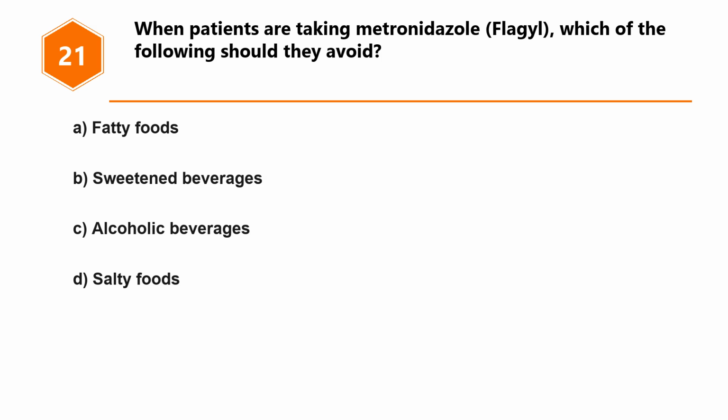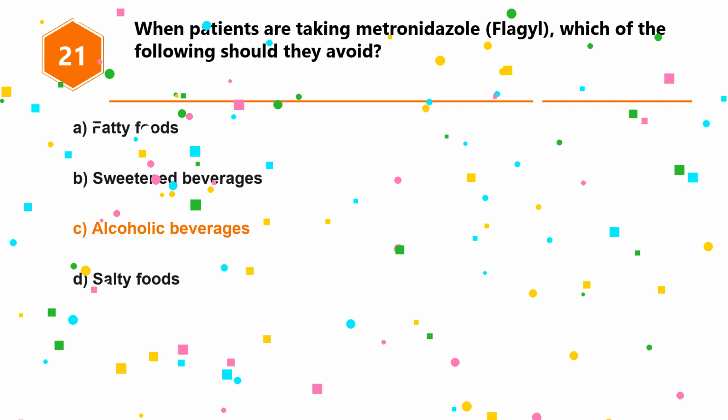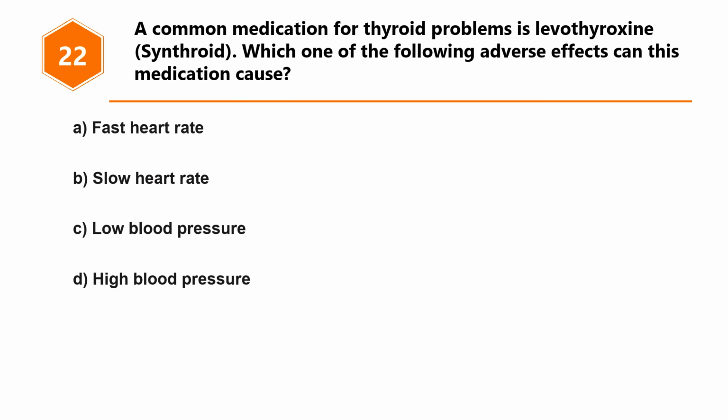Question 21. When patients are taking metronidazole, Flagyl, which of the following should they avoid? Option A. Fatty foods. Option B. Sweetened beverages. Option C. Alcoholic beverages. Option D. Salty foods. The correct answer is option C. Alcoholic beverages.